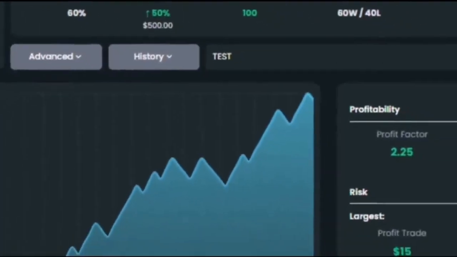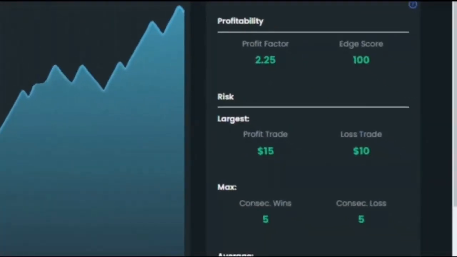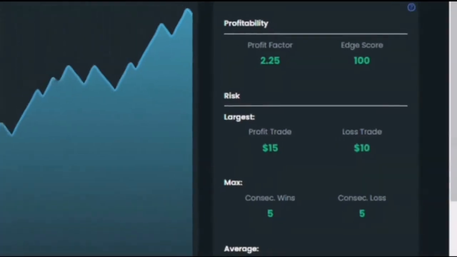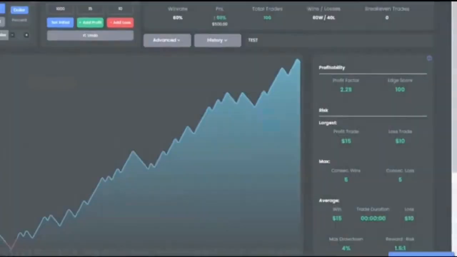The profit factor, which tells us how profitable the strategy is, stands at 2.25. We also noticed a pattern of 5 wins in a row, followed by 5 losses in a row. All things considered, I think this strategy is pretty decent based on its performance. Now, I'll share some tips on how we can make it even better and more effective.